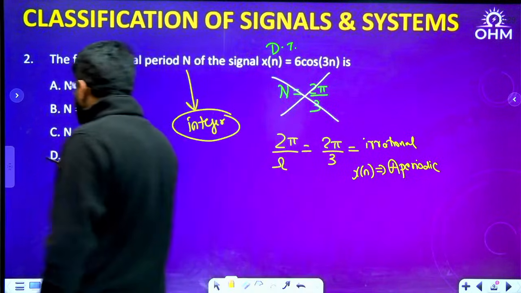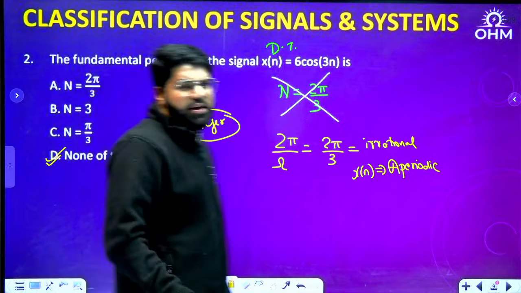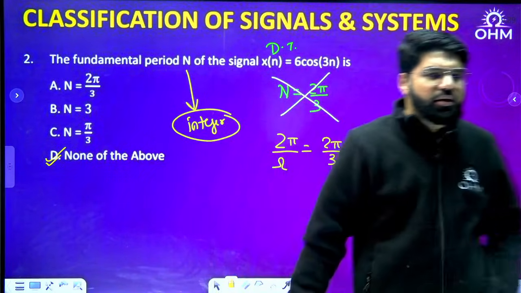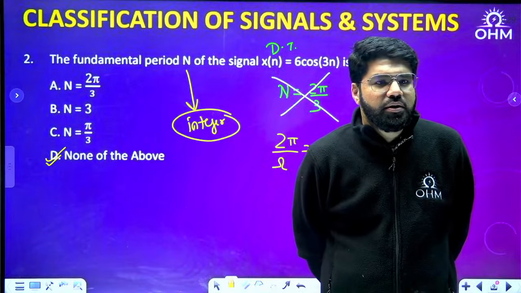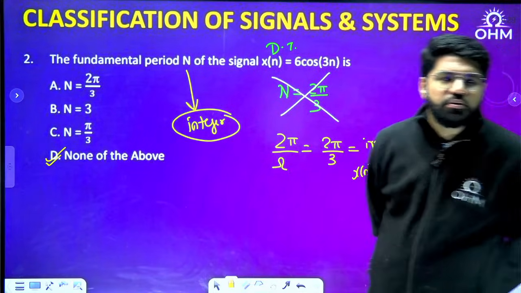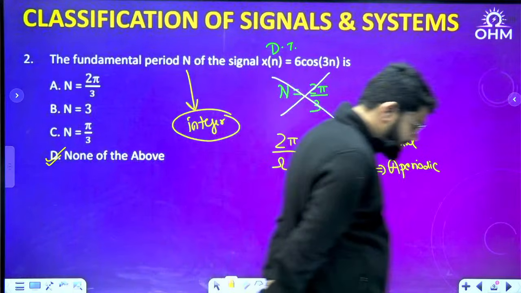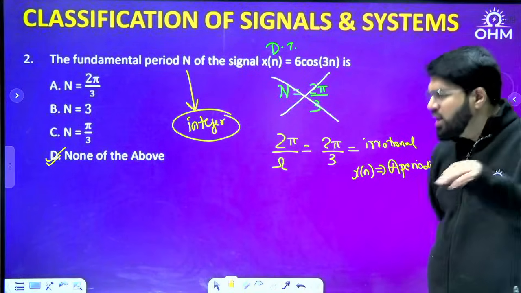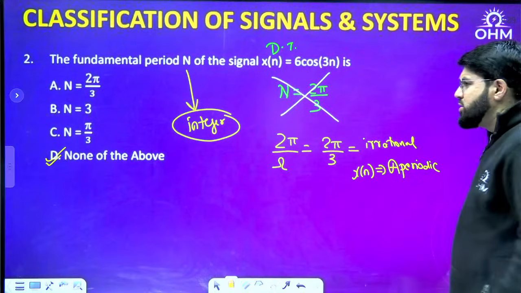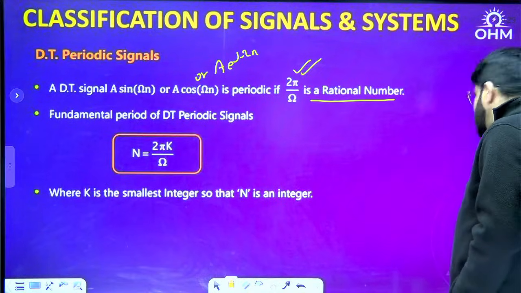So none of the time periods is correct. It does not have a time period. It is aperiodic. Sai Bhargavi, correct answer. So D is the correct answer. It is not periodic. Now let's go to the next question. This was clearly aperiodic.